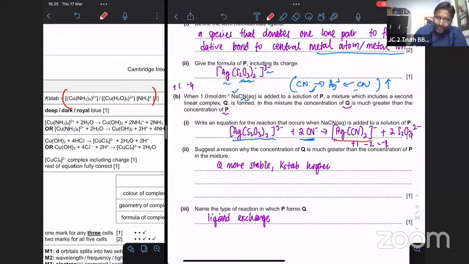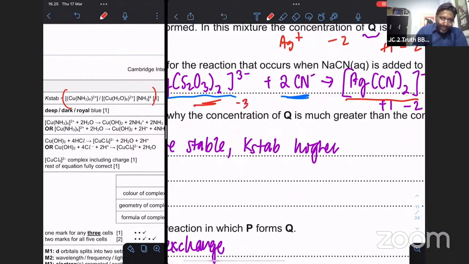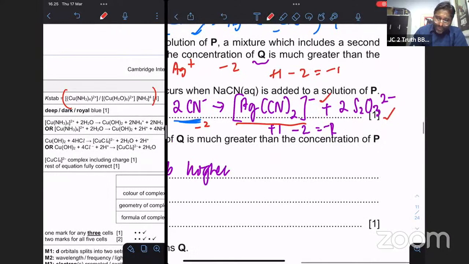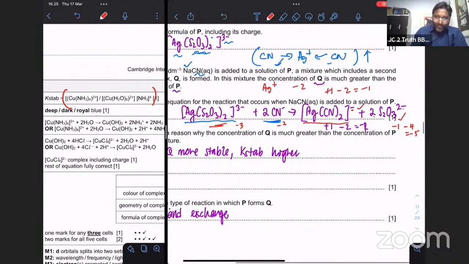What is the charge? You see Ag plus CN is -1, so you have 2 negative. So +1 minus 2 is -1. So that's why it's -1. And then 2 molecules of this will be released. So you can also check the total charges. -3 over here, then -2 over here, total charge -5. Here you see -1, then 2 times -2 is -4, and you will get -5. Left and right, the charges must be the same, so they are the same. So this is going to be valid.